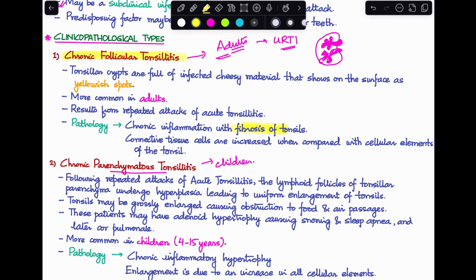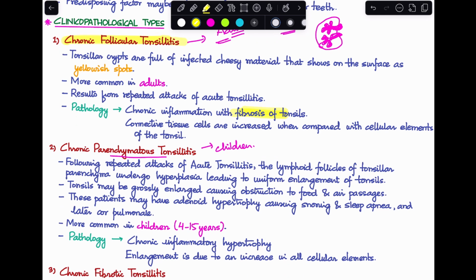Next is chronic parenchymatous tonsillitis, which is more commonly seen in children in the age group of 4 to 15 years. This usually happens following repeated attacks of acute tonsillitis. What happens here is, if you remember the anatomical structure of the tonsil, and for more details, you can check out my video on anatomy of the tonsil.